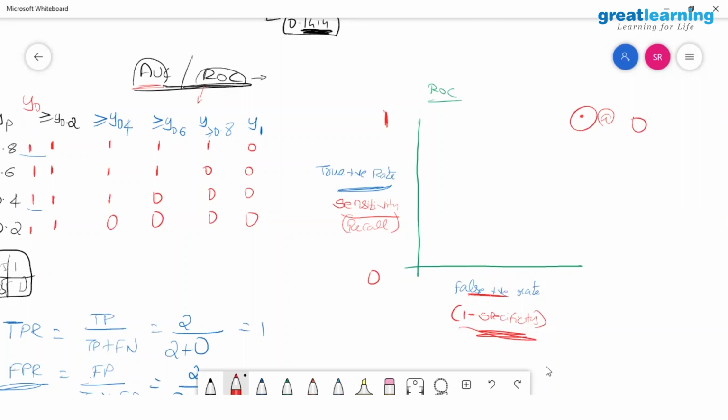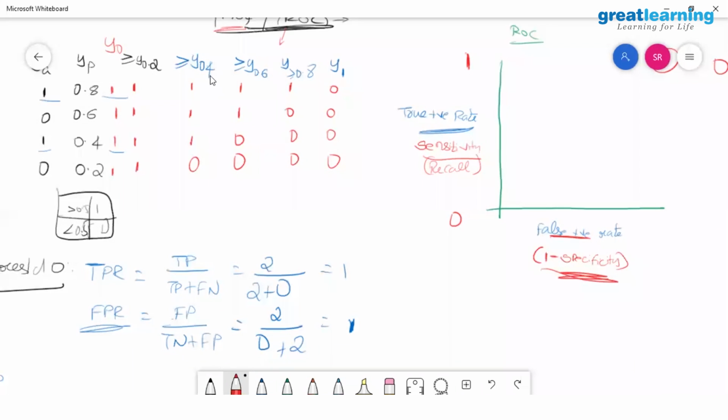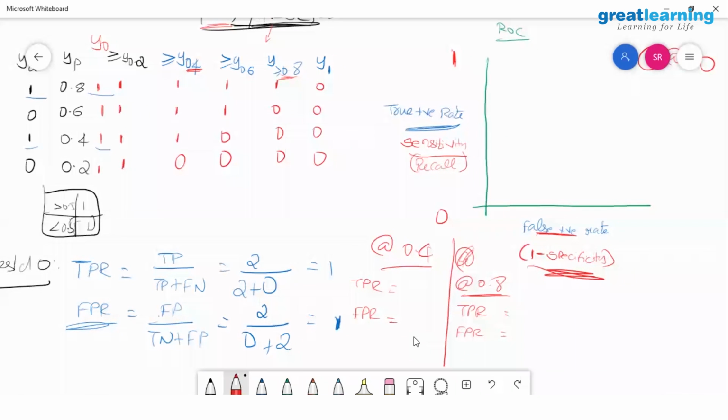Now I want you guys to solve the value for 0.4 and 0.8. I want you to solve and tell me the value so that you are very much comfortable with the TPR and the FPR at 0.4. I want answers from everybody. And for 0.8, I want the TPR value and the FPR value. Isma, Raghu, what is the TPR value for the threshold at 0.4?